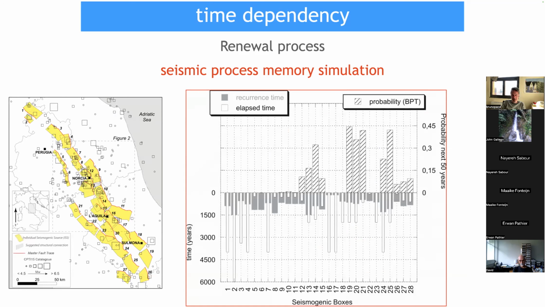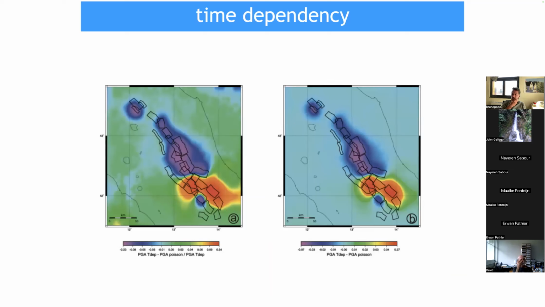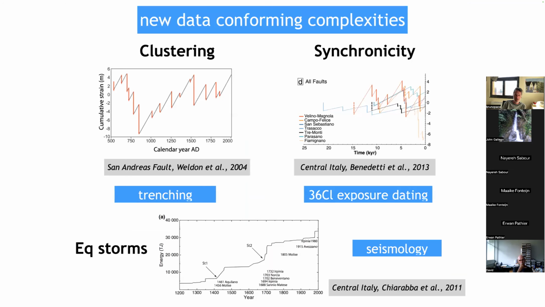We have some examples that use this change of probability in terms of a renewal process, which changes the probability of the next earthquake depending on the lapse time from the last earthquake. This is an example from Central Apennines using a segmented model, and here we see how it can change. This picture shows only the differences between a Poissonian approach versus a time-dependent one. It was produced before the L'Aquila earthquake, so the probability was quite high in the L'Aquila area, but also in the Sulmona area. If we produce this kind of map now, it is different because we had the events in L'Aquila.